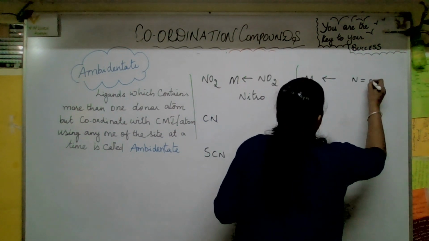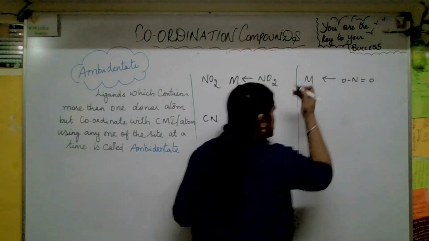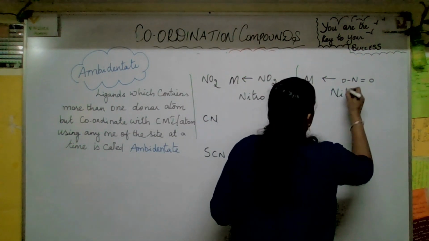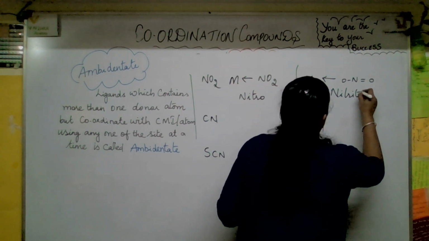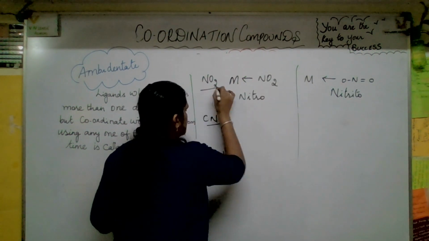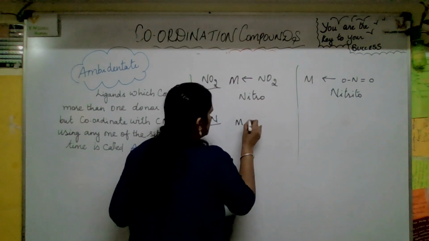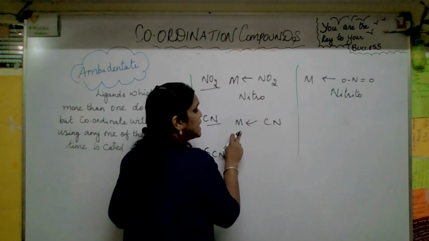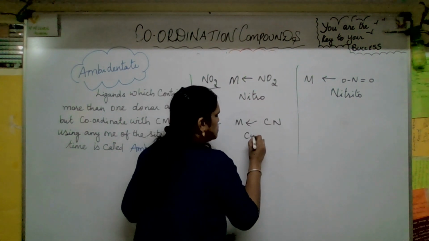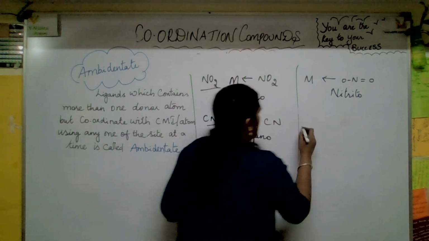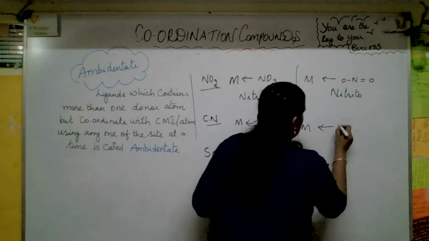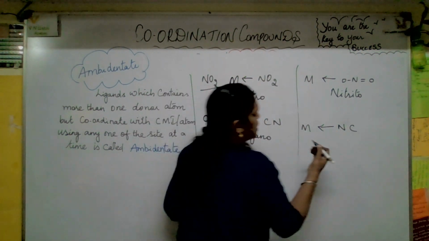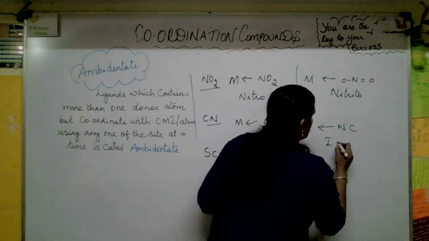Or else, in the metal ion N double bond O, here oxygen is donating, we say nitrito. The name is called nitrito. In the same way, the cyano group is there. Now, which atom is donating to the metal ion? If carbon is donating, we say it is a cyano. Or else, with NC, if the nitrogen atom is donating, it is called isocyano.